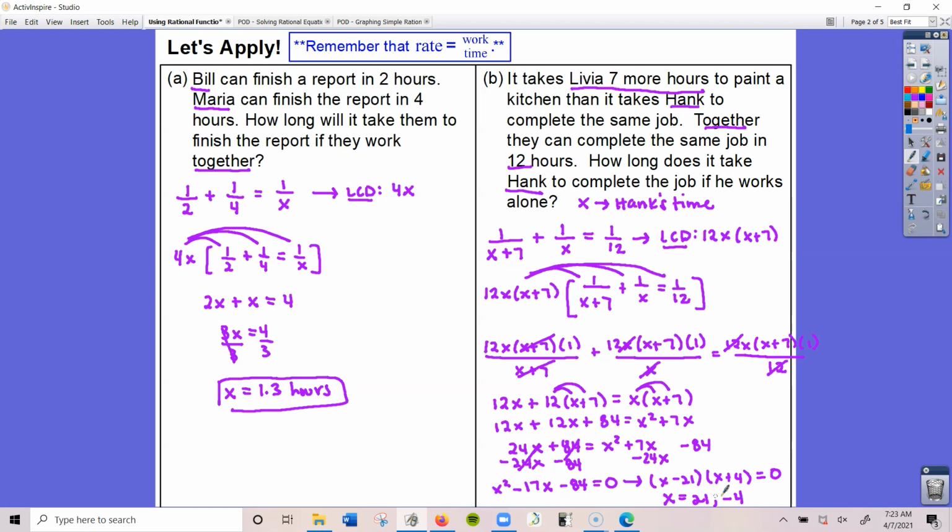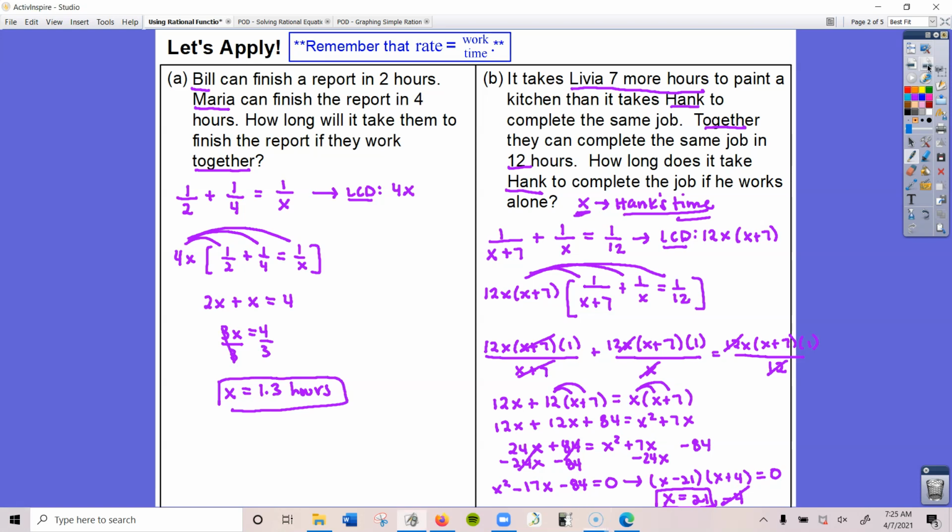Now you got to decide which one of these is correct, because it doesn't take Hank 2 different times to complete one job. It's only one time. Now again, here we have that x is Hank's time. Time cannot be negative because there's no such thing as negative time. So this is not the answer. And therefore it takes Hank 21 hours to paint the kitchen on his own.